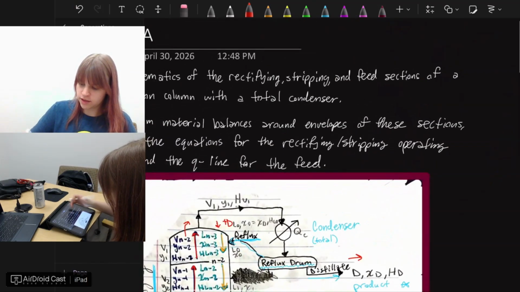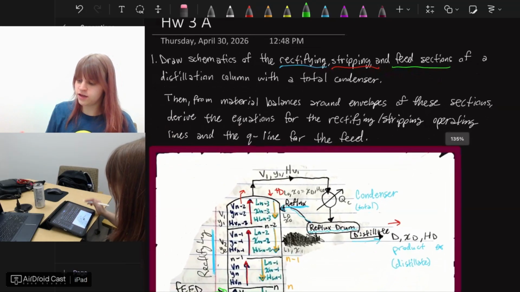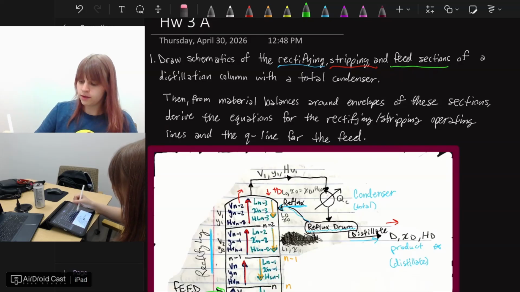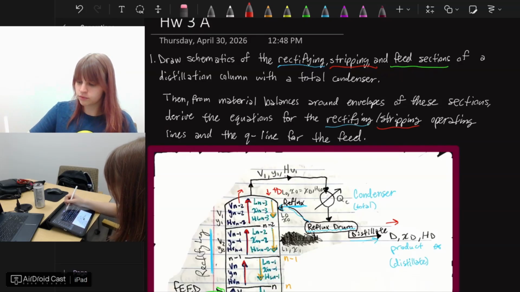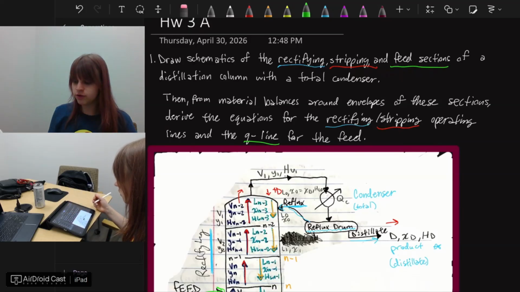So we did the rectifying, we did the stripping, and now we need to do the feed section. As you can see down here, we don't have a feed line or feed operating line like we did for the rectifying and stripping. However, we do have something called the Q line, which is basically a very similar thing, but it describes the feed.